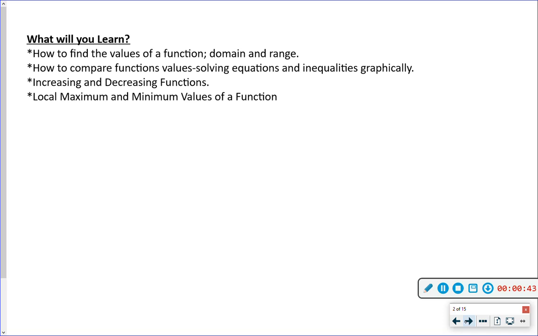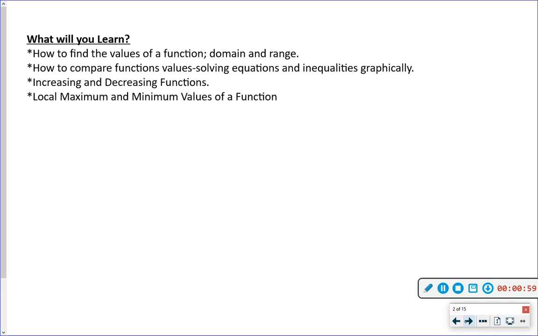How to compare function values, solving equations and inequalities graphically. We've looked at that in the last chapter, solving our inequalities off the graph. We're going to look at it today too. I'm just going to show you a little different style to it. You can do the same as last chapter though also when we get to that.